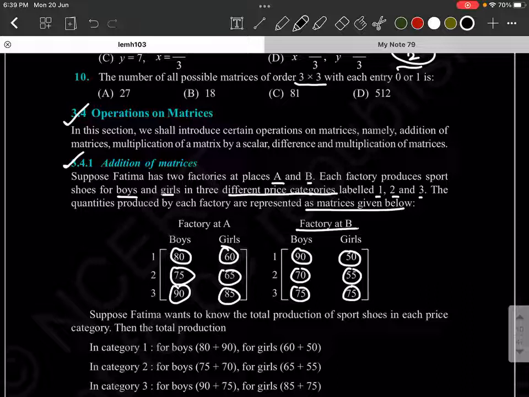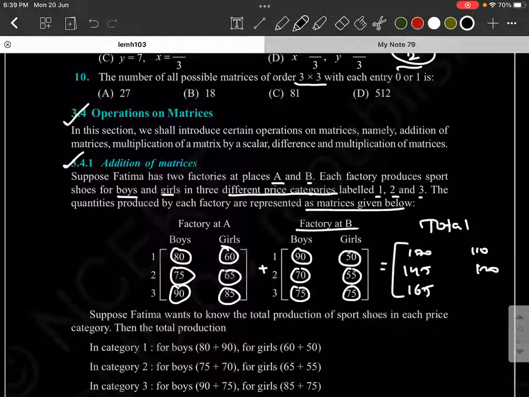But if you look from a simpler perspective, what are we supposed to do? Add them. Then what will you get? You will get the total as how much? 170, 110, 145, 60, 120, 90 plus 75, 165, 75 plus 85, 130, 80 plus 70 is 150 plus 10. So it is 160, correct?